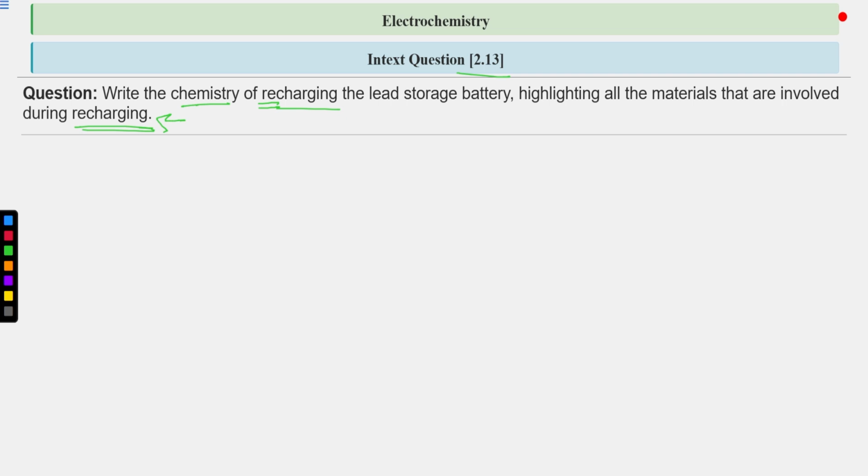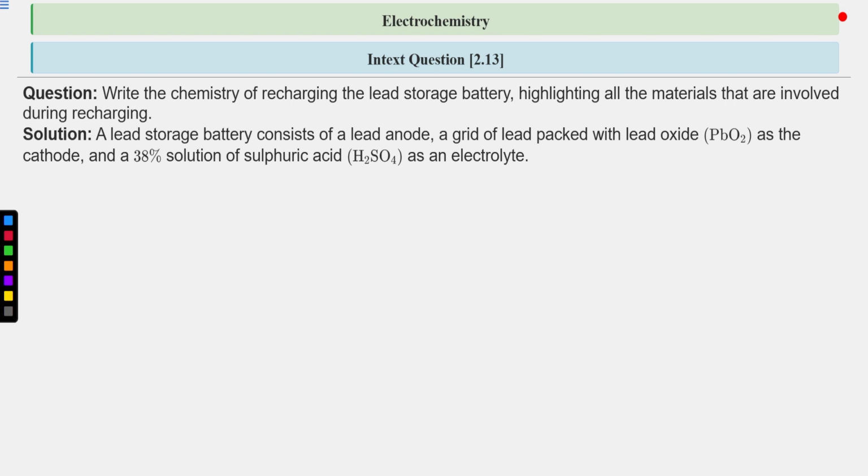So let's see. A lead storage battery consists of a lead anode, a grid of lead packed with lead oxide like PbO2 as the cathode, and a 38% solution of sulfuric acid as an electrolyte. This we have covered in our previous lecture about the lead storage battery.